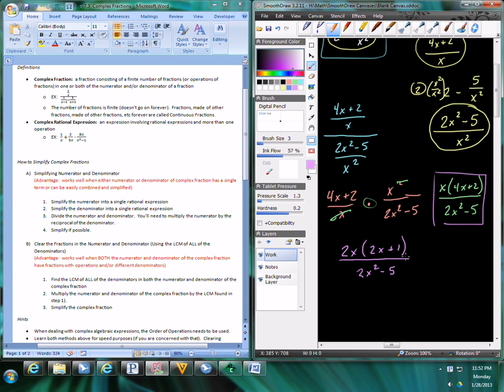And some of you may be looking at this and going, whoa, whoa, whoa, you can cancel a 2x on top and bottom. Be careful. You cannot cancel across addition and subtraction. And since I have a subtraction down there on the bottom, I can't do it. Be careful. You can only cancel factors, not terms. It's a whole other issue. We'll look at that later.